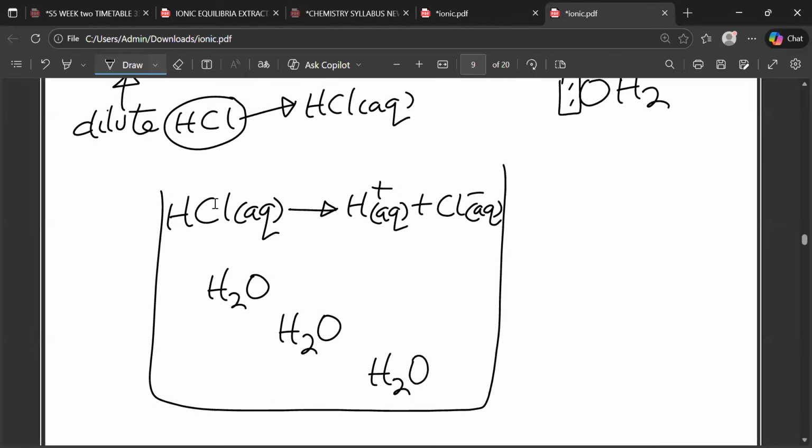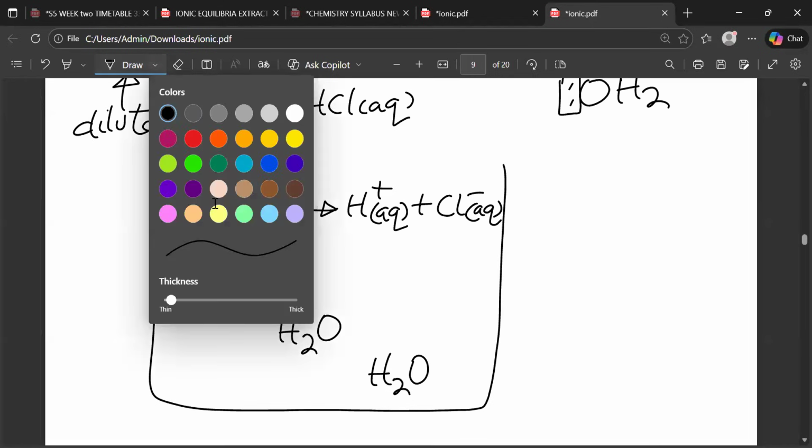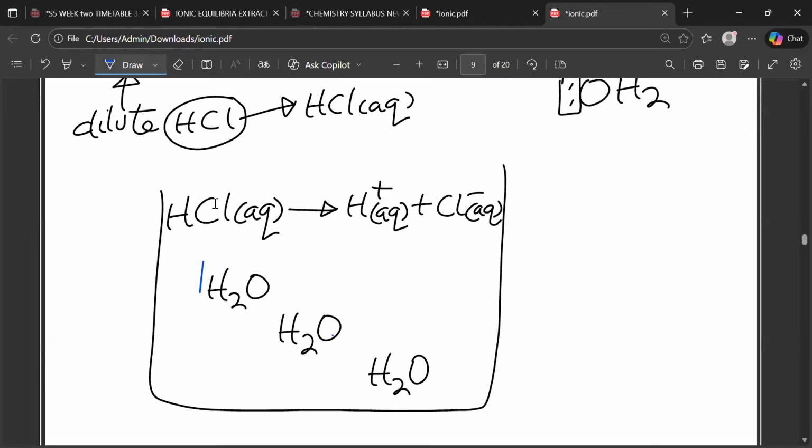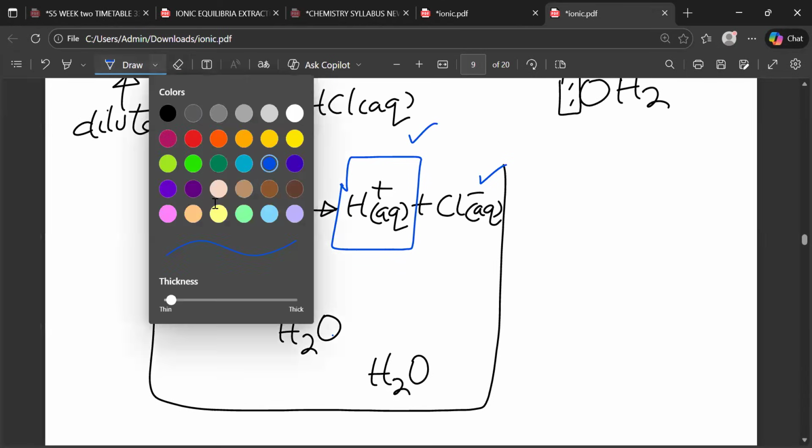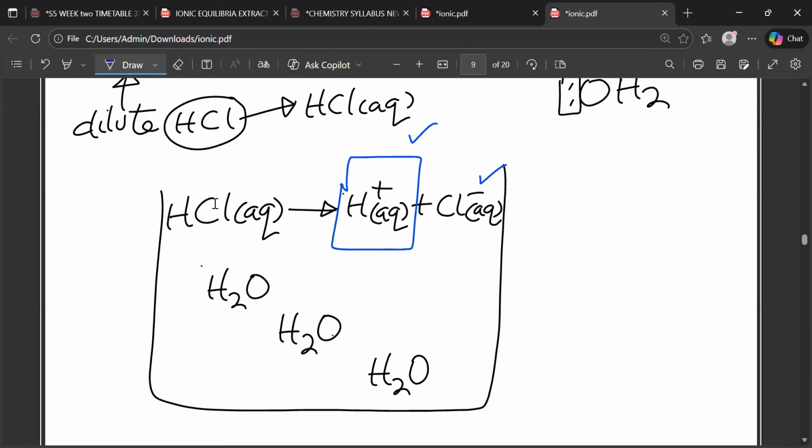Now my question is, according to the chemistry I've just explained, do you think this water can attract this H? Do you think there can be any attraction between the two? Or of this one and this one, which one do you think water will attract and why? So I want someone who is following to give me the answer and why. What is the question I'm asking?